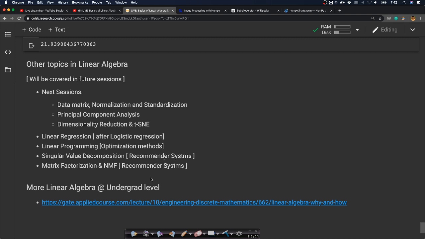Let me tell you other topics in linear algebra and how they're extremely powerful. Again, this list is not exhaustive, it's just some of the topics. We'll try to cover these in future sessions. In the next sessions, there is the data matrix, and operations on data matrices like normalization and standardization.